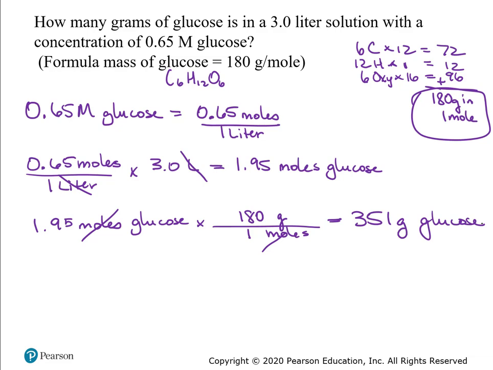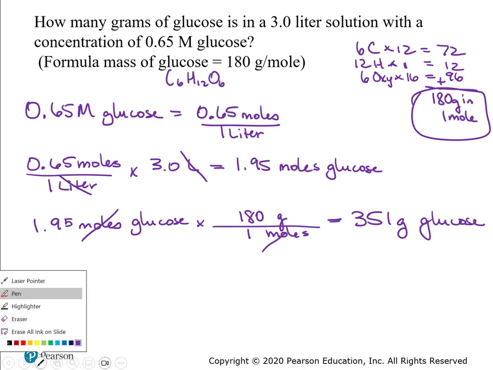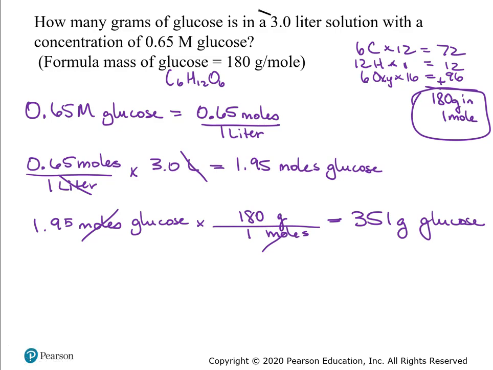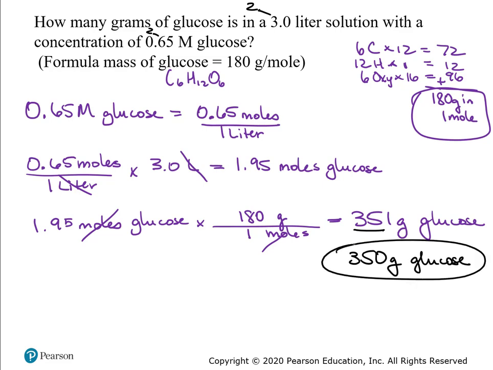Can I keep all those numbers? Why? How many in 3.0? 2, because it's a 0 after a decimal. So remember, that's 2 significant figures. 0.65 is 2. So that means I can keep the 3 and the 5. So that 1 becomes what? A 0. So it's 350. So there's 2 significant figures in that answer.